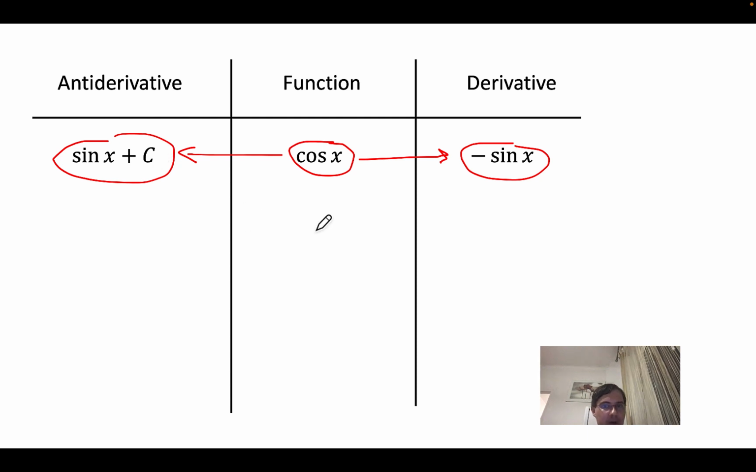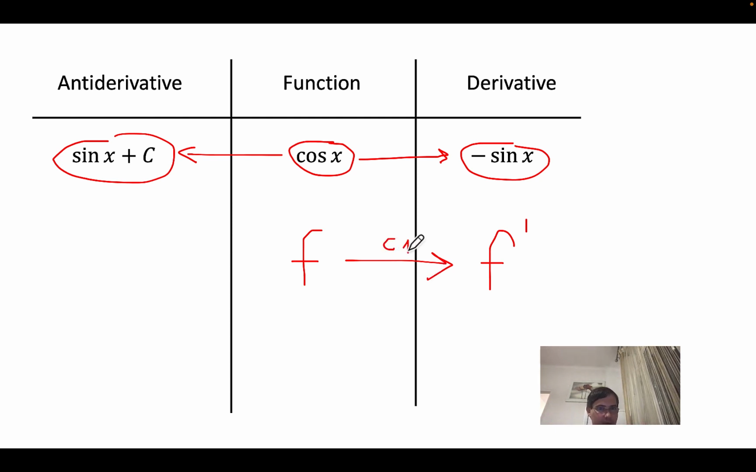So in general, if I have a given function f, again there are two operations I can do. One is I can compute f prime, the derivative of this function f. Given a function f, I can compute its derivative, and this is essentially calculus 1.